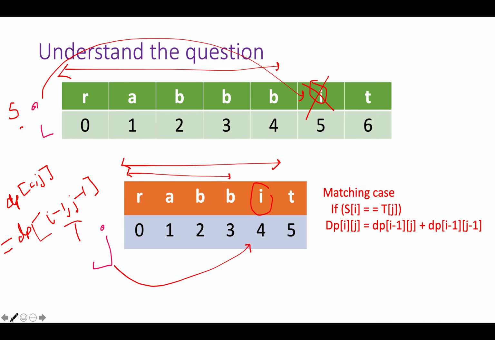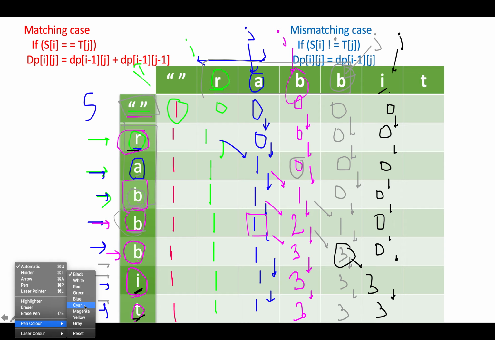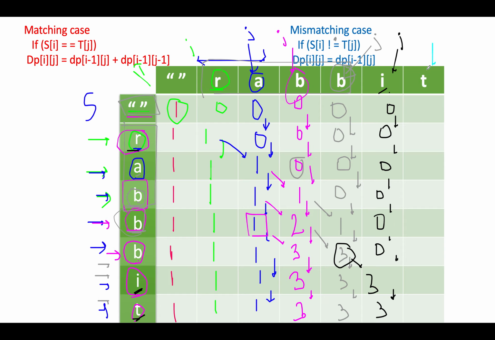Let's progress ahead, and let me just change the color of pen, and here we see J pointing to the last character, which is T. So there is no way out you can generate RABBIT out of an empty string. This gets updated with 0. Next we have R doesn't match with T, this gets updated to 0. A doesn't match with T, 1 from the previous row, 0. B doesn't match with T, 1 from the previous row, 0. Next I see is an I doesn't match with T, 1 from the previous row, 0.